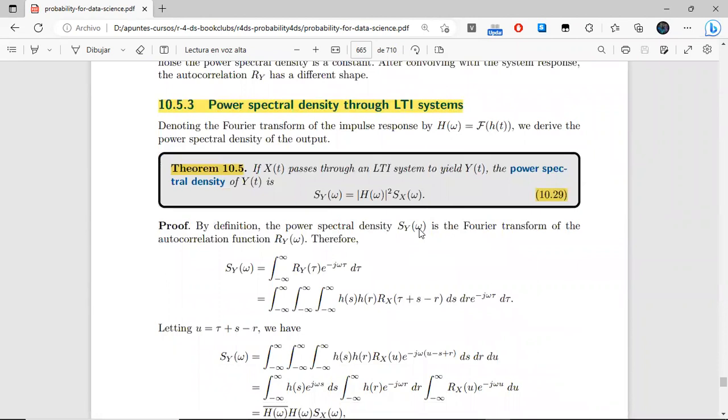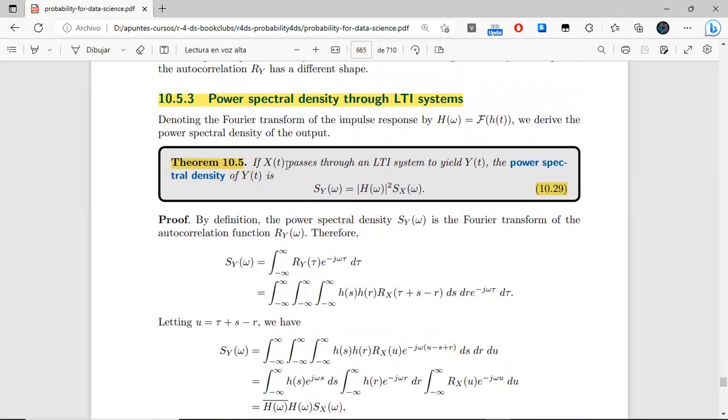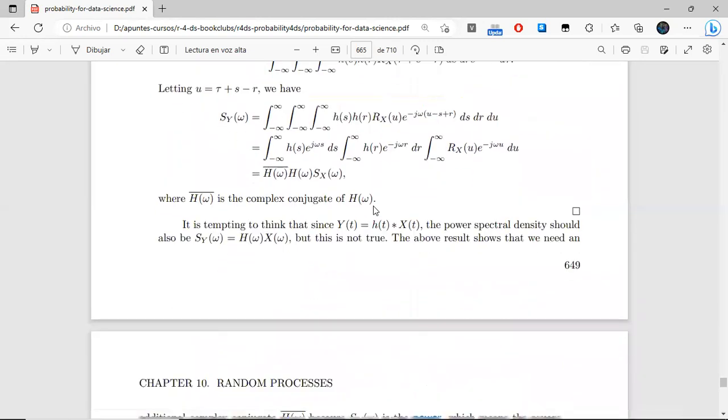So now, how does this concept of power spectral density relate to these LTI systems? We can see it from this theorem. We have our WSS random process being filtered via some LTI system that produces the output Y. The power spectral density of Y, this term over here, is going to take on this form. Again, the impulse response function is not what comes up over here, but its Fourier transform, and then we take the absolute value and square it.